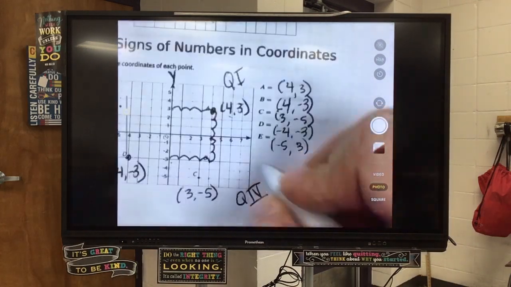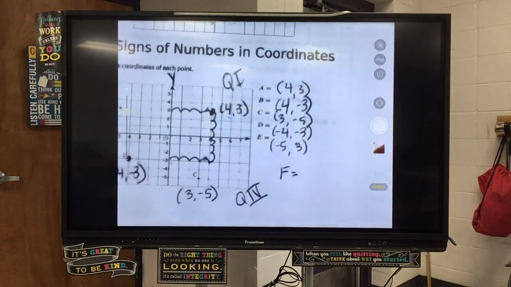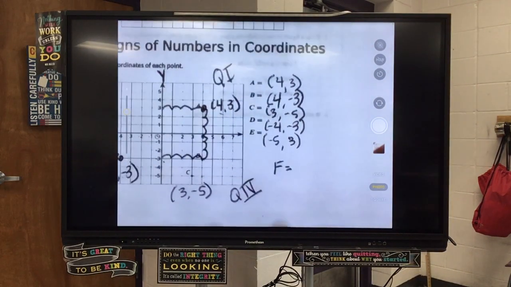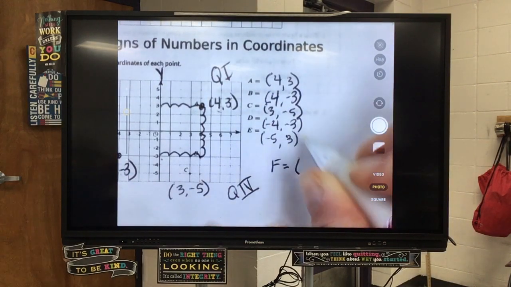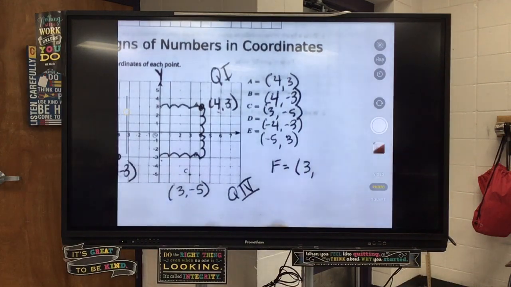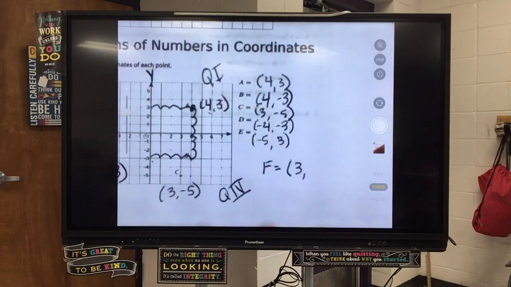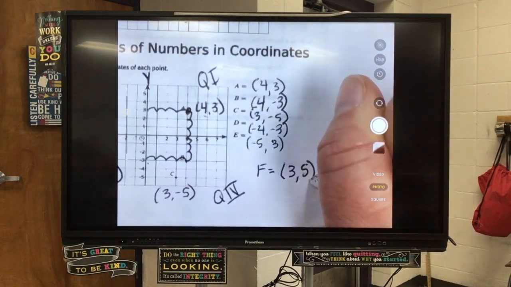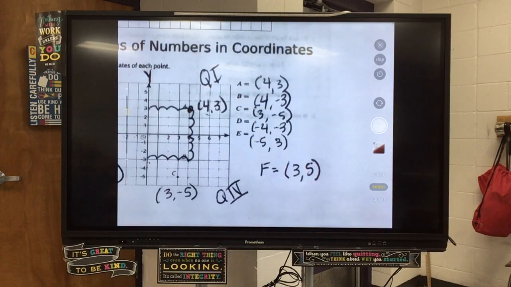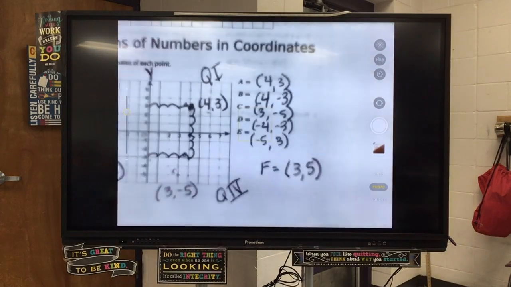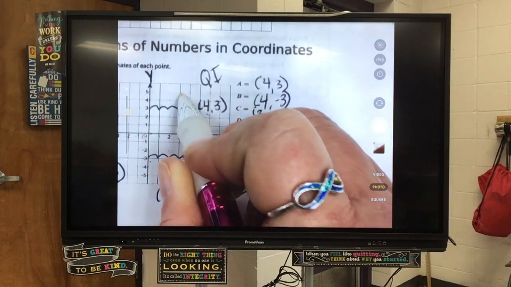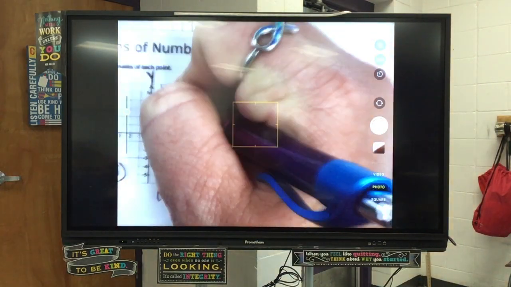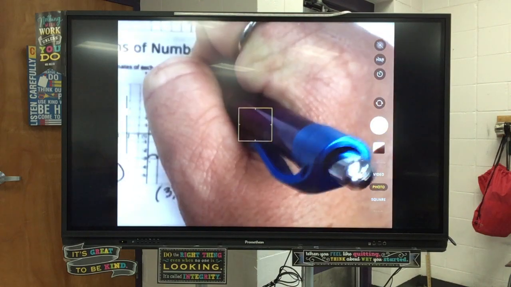So what's the opposite of -5? Positive 5. All right, so F is going to have the same X coordinate. So what is my X coordinate? Andrew? 3. All right, and then Elizabeth just told us that we're going to have the opposite of -5, which is a +5. Okay, so 3A says plot point F on the coordinate plane and label it with its coordinates. So point F, we're going to go 1, 2, 3 to the right and 1, 2, 3, 4, 5 up. So this is F and this is going to be 3, 5.